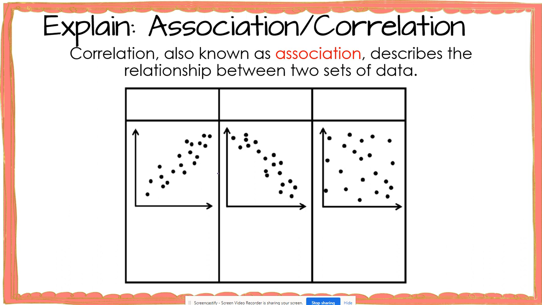The first set of data that you see has what we call positive correlation. When two sets of data have positive association or correlation, that tells us that as x increases, y also increases. You can see that on this scatter plot because as we go further to the right, so as our points get further to the right, they also get higher. So that means that as their x values are going up, their y values are also going up.